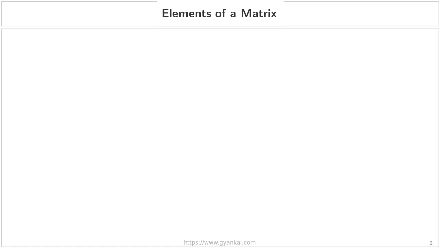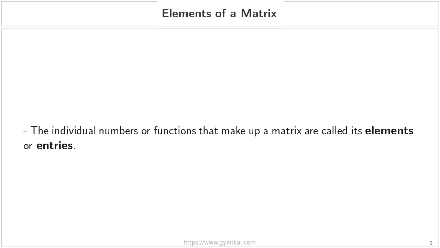Elements of a matrix. Now that we have established the formal definition of a matrix as an ordered rectangular array, let us look closer at the components that make up this structure. The individual numbers or functions that are arranged within a matrix are formally called its elements or entries. You can think of these as the basic building blocks of the matrix.